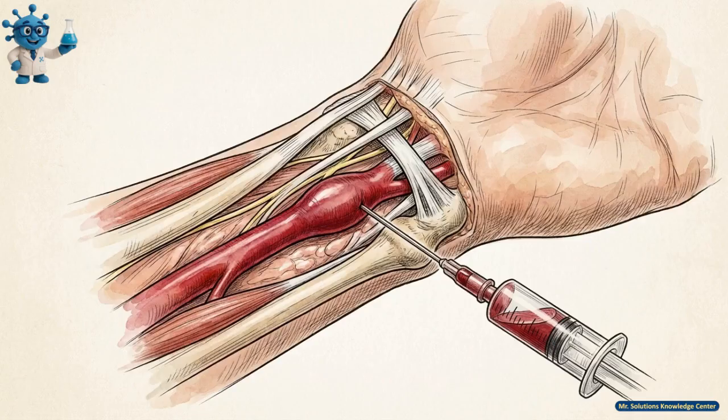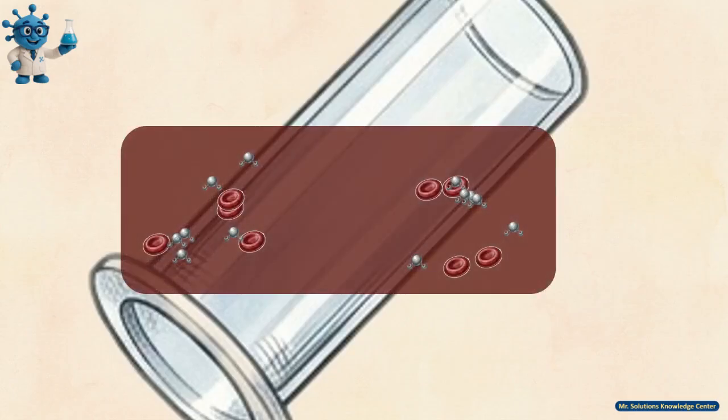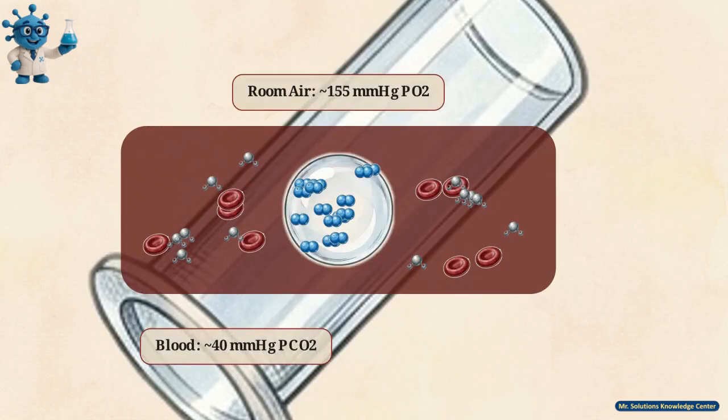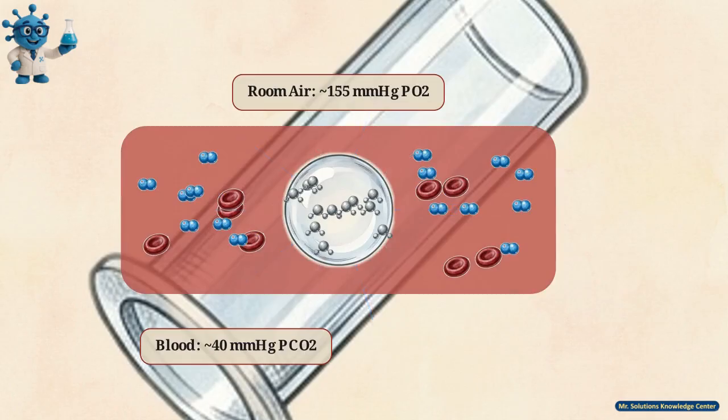Arterial sampling remains the gold standard for measuring oxygen levels. However, venous sampling is often adequate for assessing pH and carbon dioxide in conditions like COPD or diabetic ketoacidosis, sparing the patient the pain of an arterial puncture. Regardless of the source, sample collection faces a strict anaerobic constraint. Exposure to room air, which has an oxygen pressure of roughly 155 millimeters of mercury and near zero carbon dioxide, will immediately skew the native gas pressures of the blood sample.